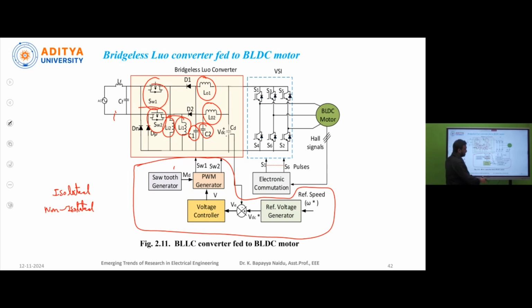Okay, here also again the reference speed is given to the reference voltage generator. The output of the reference voltage generator, VDC star, and the actual voltage VDC are compared, and the difference is given to this voltage controller. The output of the voltage controller and the sawtooth generator output are given to this PWM generator. Here the PWM generator generates the switching pulses for SW1 and SW2. As per these switching pulses, SW1 and SW2 will operate.